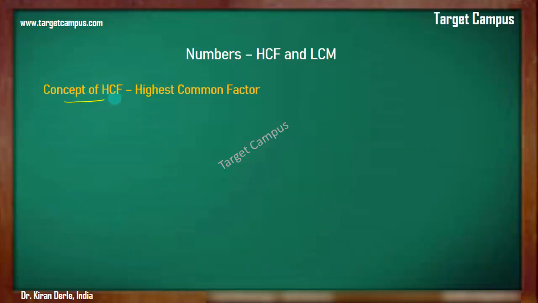Concept of HCF, highest common factor. Again, factor is nothing but divisor, which can divide a specific number or numbers. So let's take an example. Suppose we have 72 and 48. These two numbers we have, 72 and 48.